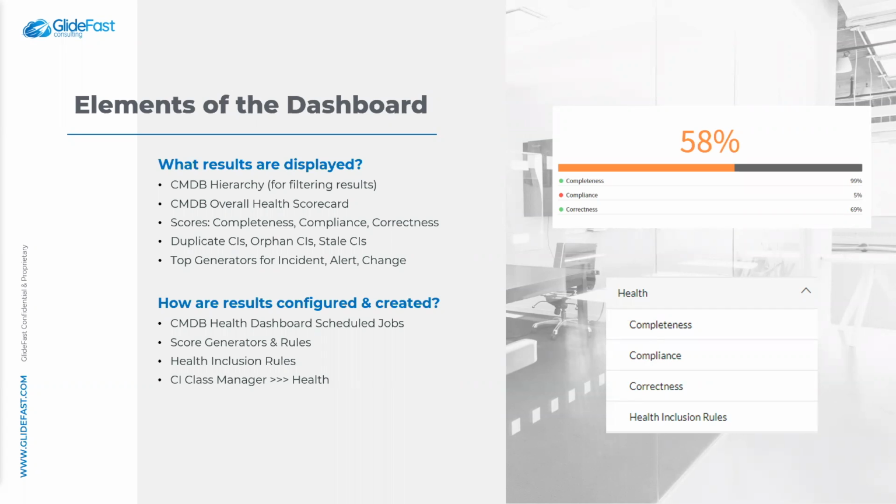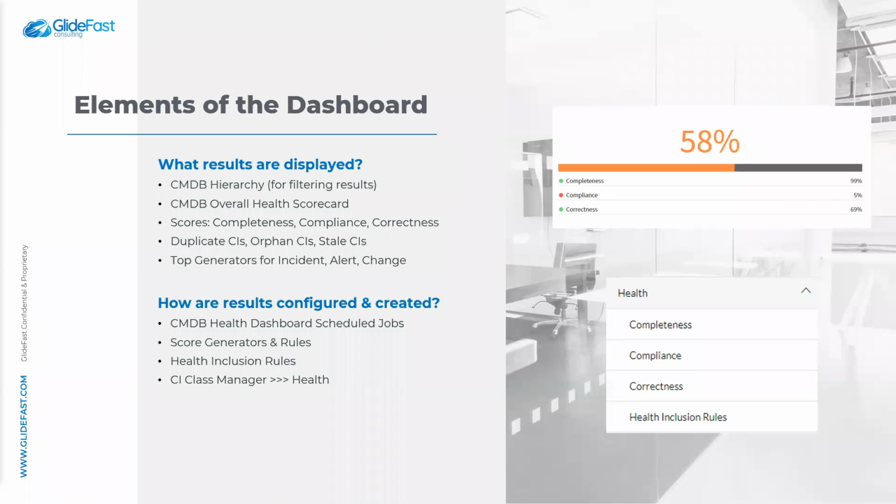All right, so that was completeness, compliance, and correctness. It'll show you things like duplicate CIs, orphan CIs, and stale CIs. These are just going to be bar charts. I'm going to dive more into this a little bit later as well, because that has to do with a whole other section called correctness.